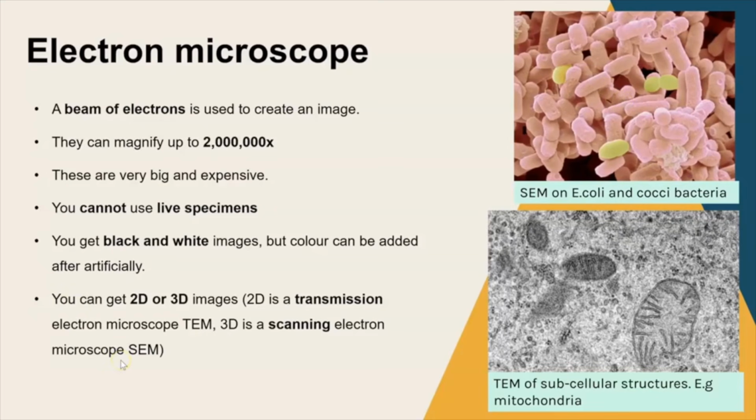Now, there's two different types of electron microscopes. There's one that's called a transmission electron microscope, and that's what we can see down here at the bottom, the results of. You get these 2D images. A scanning electron microscope gives a 3D image, and that's what we can see on the top one, this 3D image of E. coli and cocci bacteria. The lower image from the transmission electron microscope has got this image of mitochondria, which are the subcellular structures.